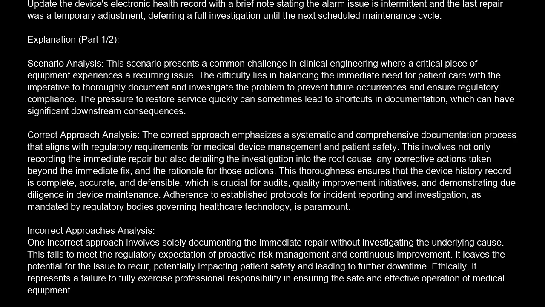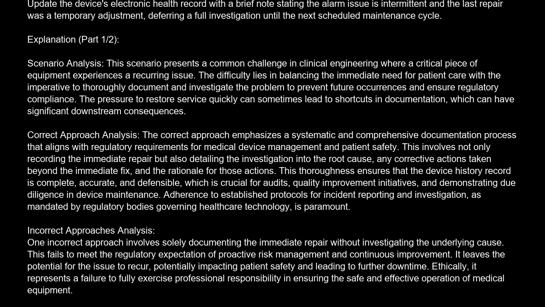Explanation. Scenario analysis. This scenario presents a common challenge in clinical engineering where a critical piece of equipment experiences a recurring issue. The difficulty lies in balancing the immediate need for patient care with the imperative to thoroughly document and investigate the problem to prevent future occurrences and ensure regulatory compliance. The pressure to restore service quickly can sometimes lead to shortcuts in documentation, which can have significant downstream consequences.